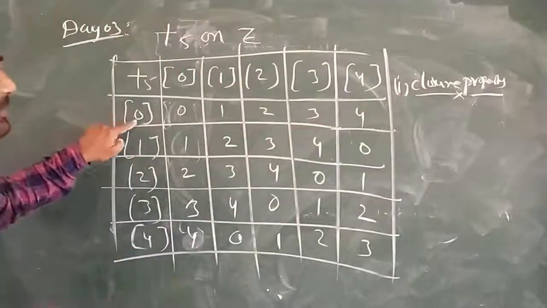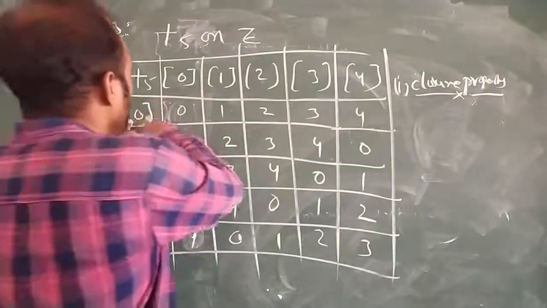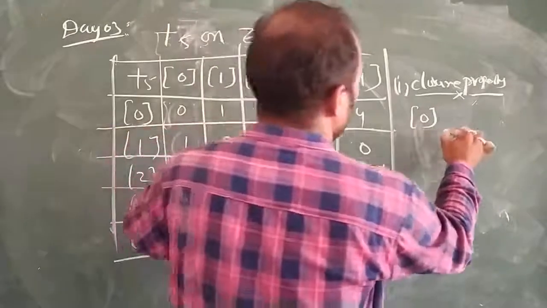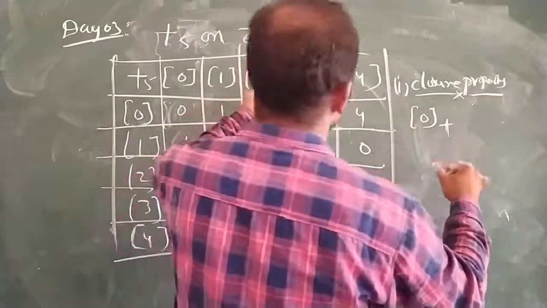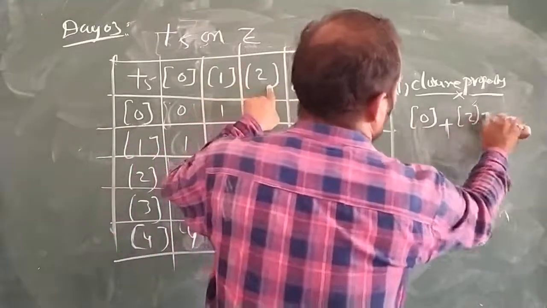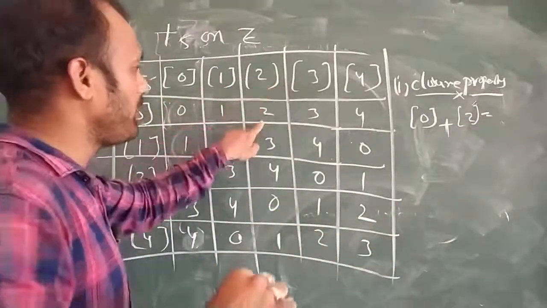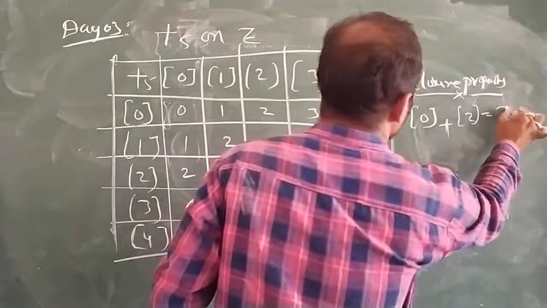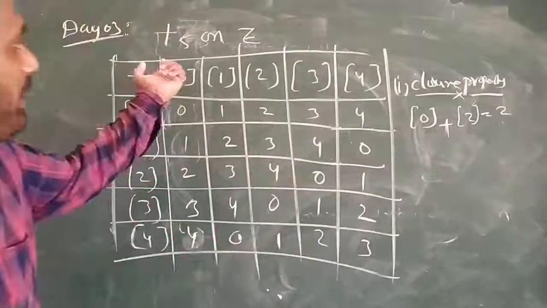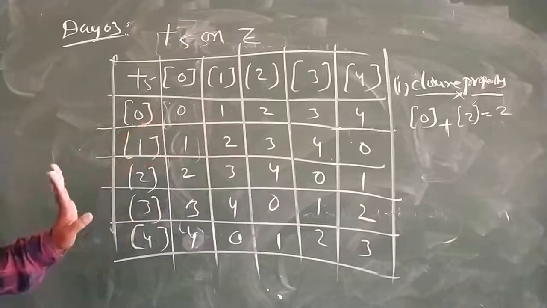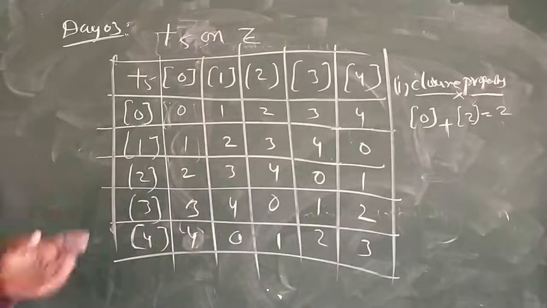So closure property means, for example, if I add 0 modulus 2, I am getting the answer as 2. So that 2 will be the remainder. So 2 will be there in this set only. So it is satisfying the binary operation under closure property.